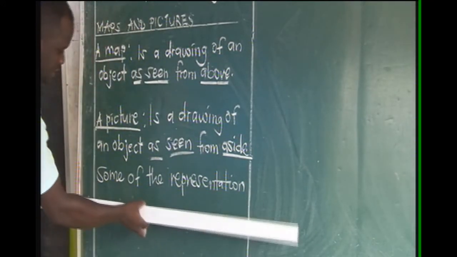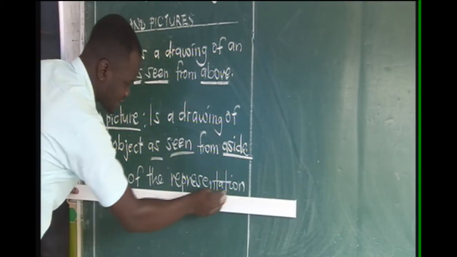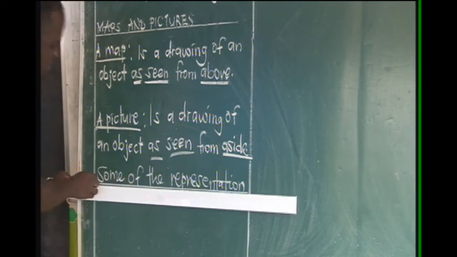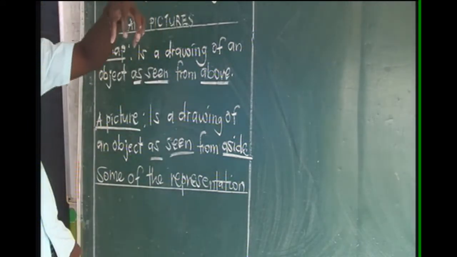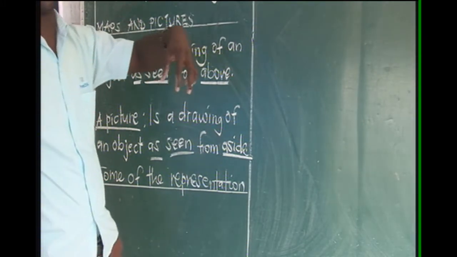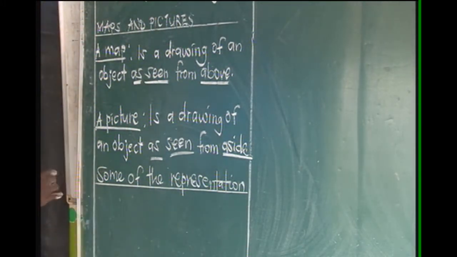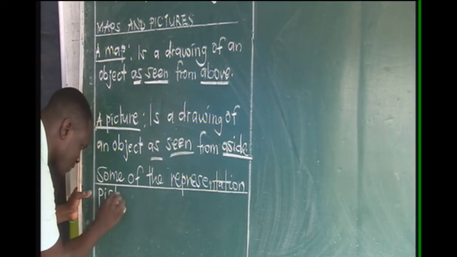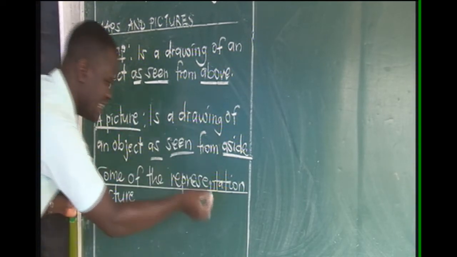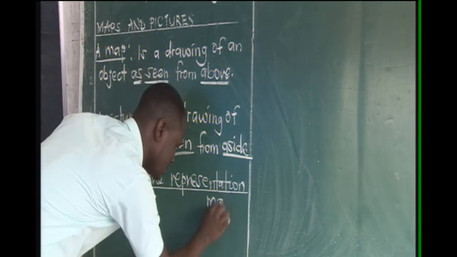Some of the representations. Here we are going to give just a few of them, just to make us understand our concept of being seen, meaning drawn as it's seen from above, then drawn as seen from a side. Here we can have a picture, then here we can have its map.